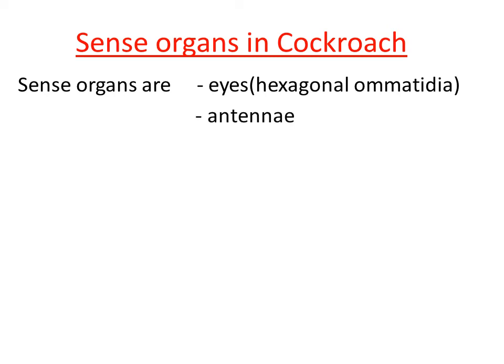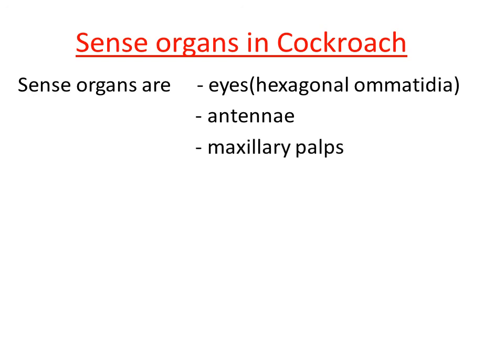Then one more sense organ is the antennae. The antennae are also sense organs, located in the region of the head. What is the function of the antennae? The antennae sense vibrations through air or ground. So the cockroach can feel touch, or feel vibrations through the air or ground, by one of the sense organs, the antennae.